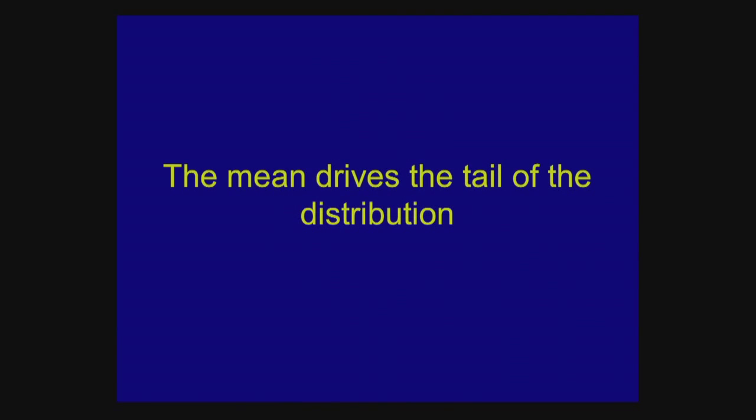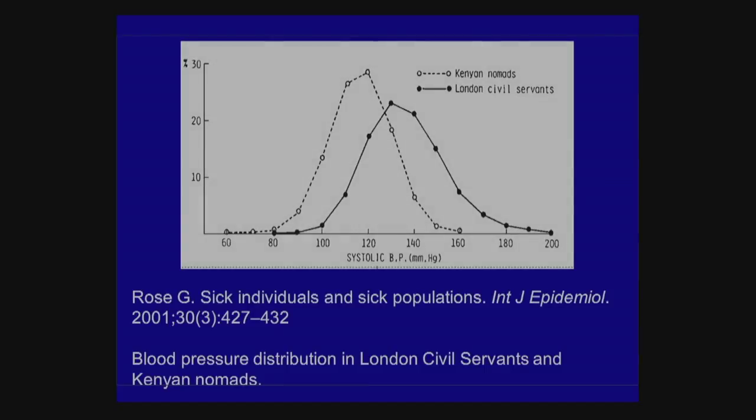So the second lesson of Jeffrey Rose is that the mean drives the tail of the distribution. Now this seems very awkward when we first think about it, and turns out to be very interesting. So what he says is that the mean, that is the average, drives the tail. So when we first looked at these data, Rose wrote a paper where he compared Kenyan nomads to London civil servants in terms of blood pressure.